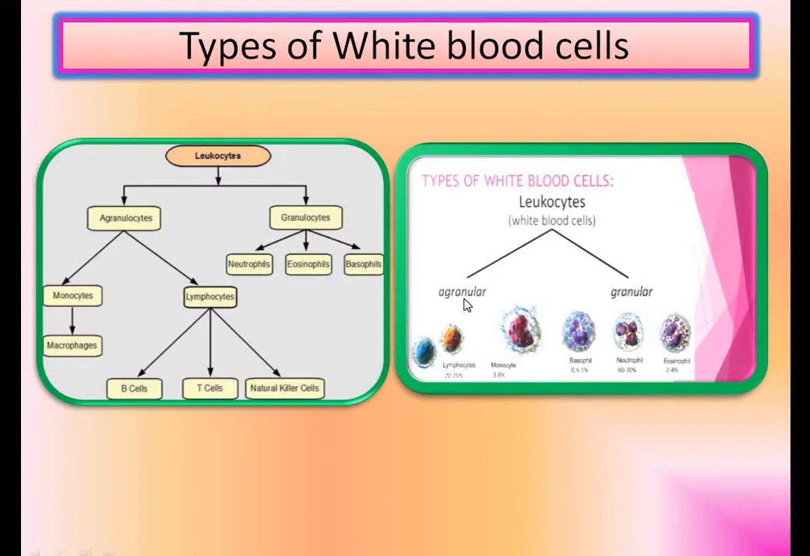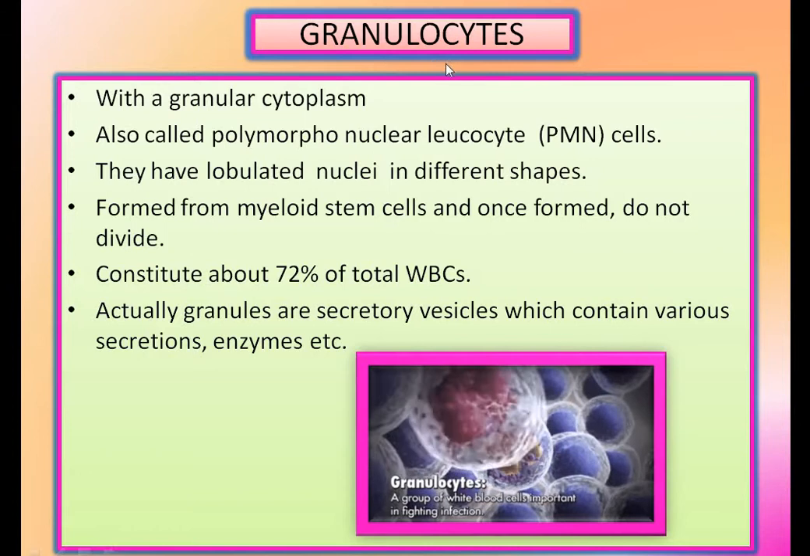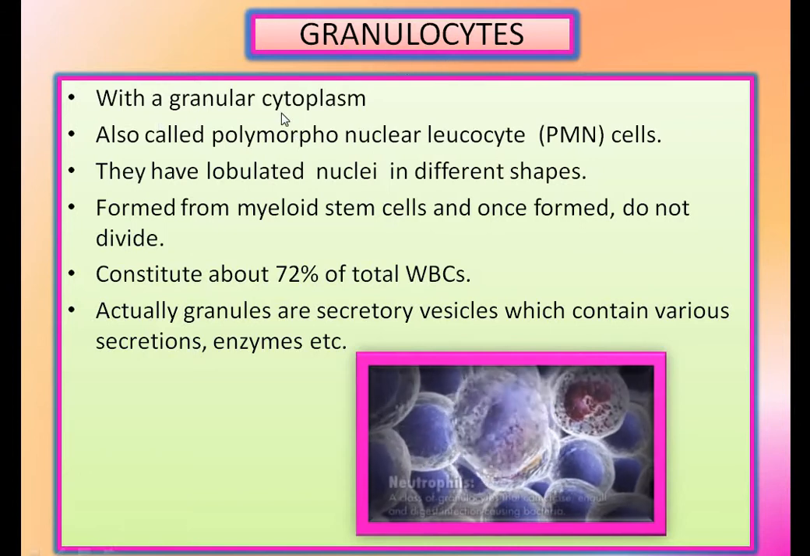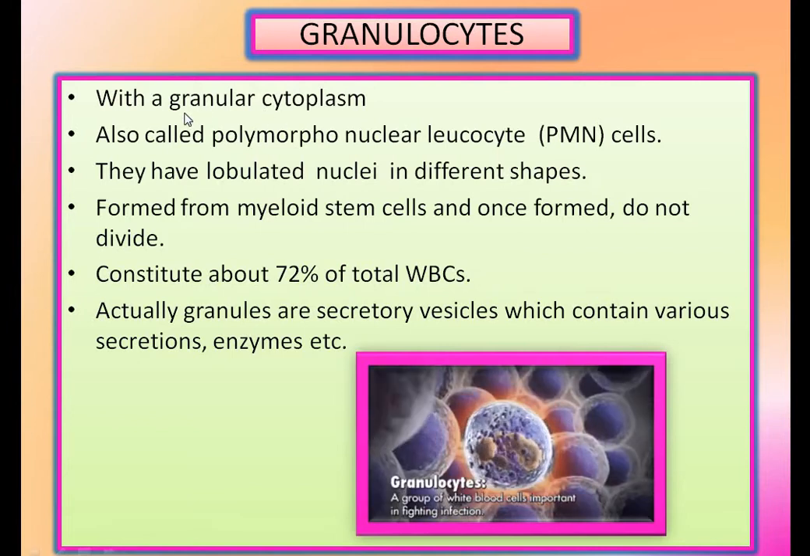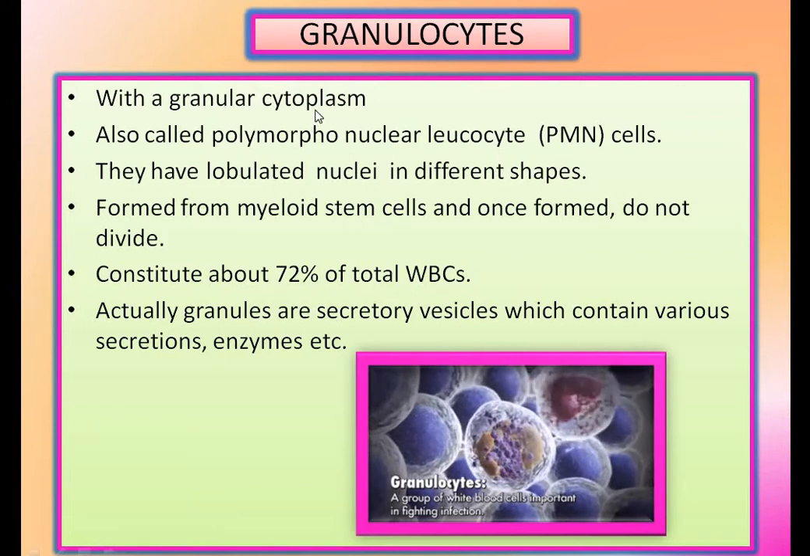Here this is the agranulocytes and this is the granulocytes. Agranulocytes, that is lymphocytes and monocytes. Granulocytes means eosinophil, basophil and neutrophil. Then granulocytes. Granulocytes means what? Their cytoplasm contains granules. That means the cells have a granular cytoplasm.